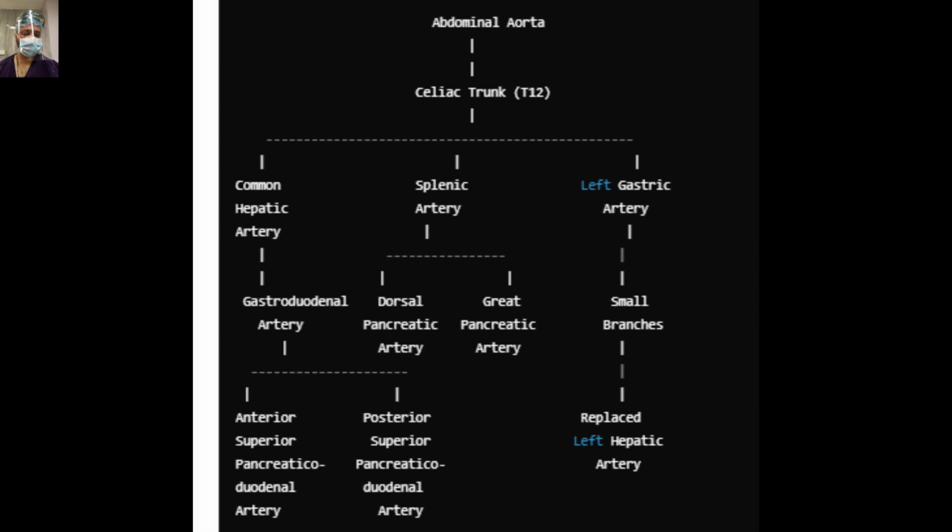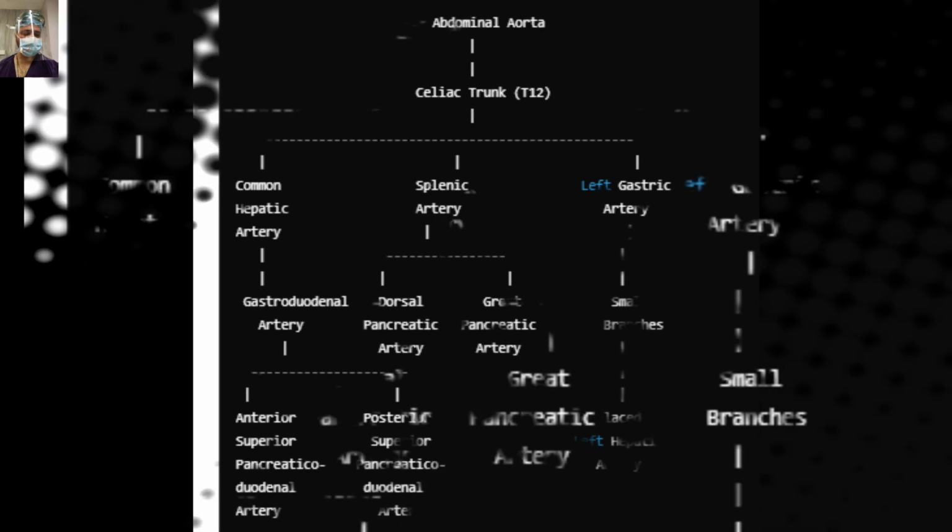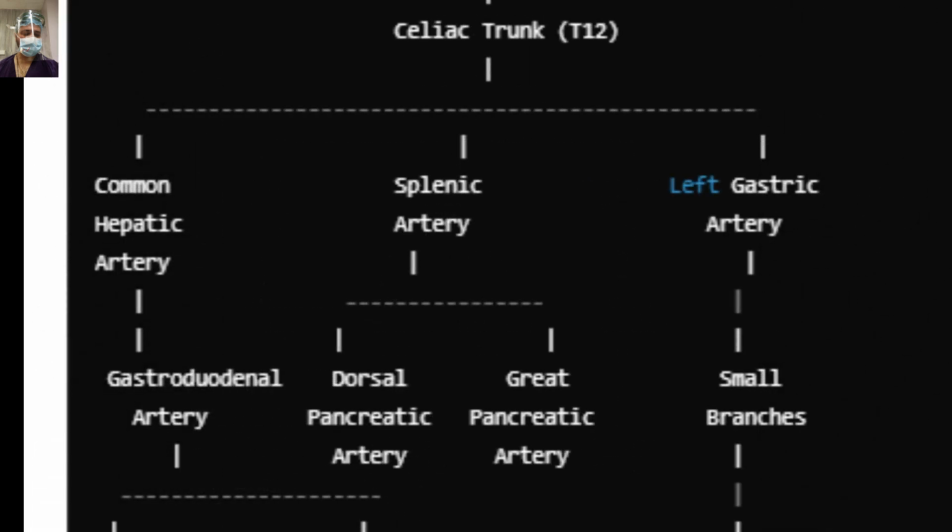So friends, as all of you are aware, the celiac trunk arises as a direct branch from the aorta at the level of T12. There are three branches: common hepatic artery, splenic artery, and left gastric artery.